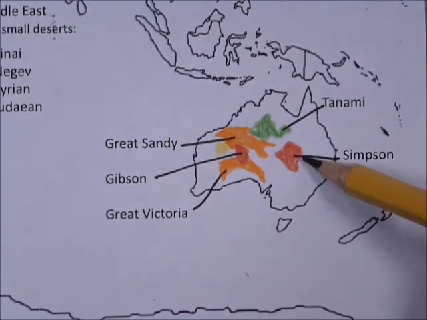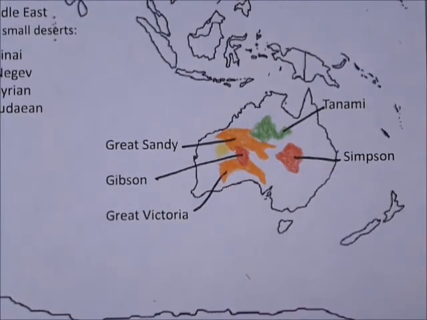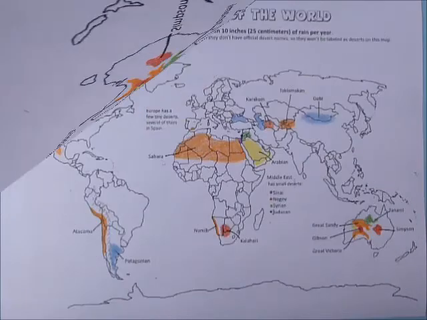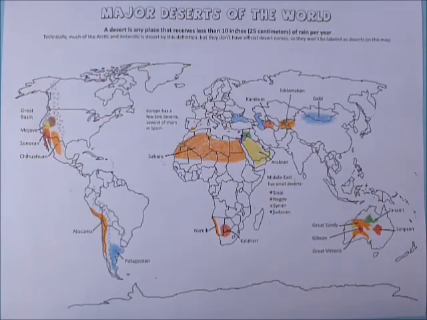Now, there is another tiny desert area sticking off of here. If you want to label that, you can go get a map and do that. But I think for our purposes, that's enough. And there's the final map again. Again, you're welcome to add to it if you'd like to, but this gives you the biggest and most well-known deserts of the world.